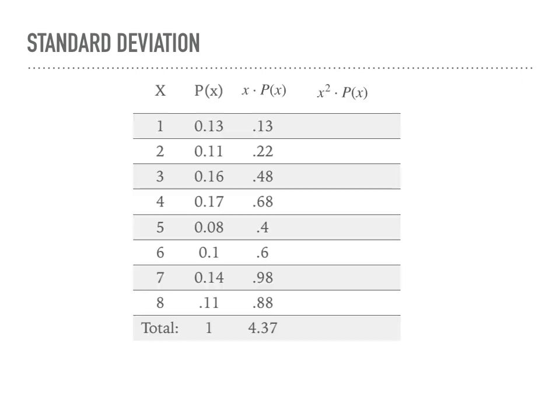So let's look at an example using one of our last examples. We see x, we see p of x. We've already calculated x times p of x, giving us our mean. So let's calculate x squared times p of x. So x squared times p of x is x times x times p of x. So 1 times 0.13 is 0.13. 2 times 0.22 is 0.44. And then 3 times 0.48 gives us 1.44. 4 times 0.68 gives us 2.72, and so on for the rest of them.